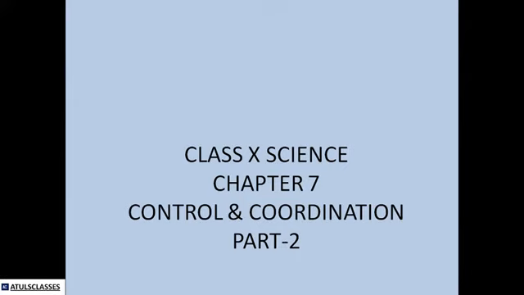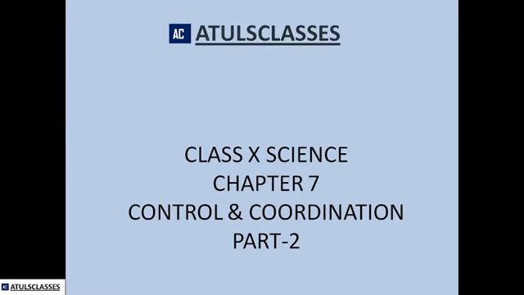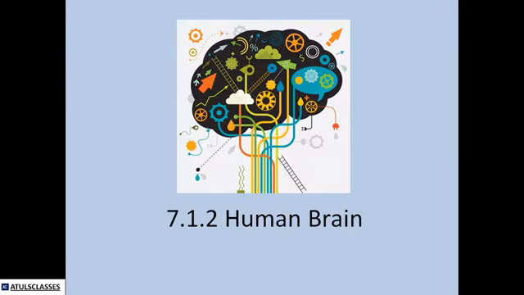Today I am taking chapter 7, Control and Coordination, of class 10 Science, and this is the second part we are doing. The first part we discussed reflex action, the structure of a neuron, and the neuromuscular junction. Welcome to the class. This video mainly deals with the human brain and the cause of nervous action.